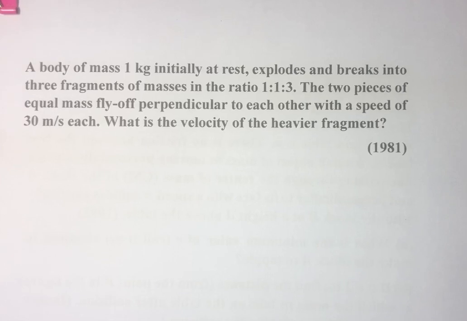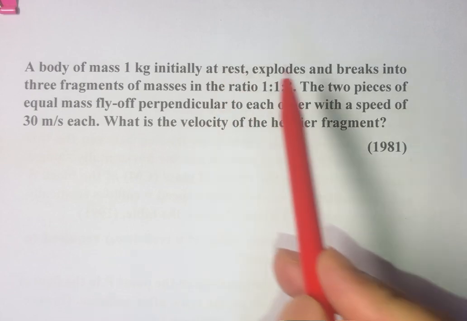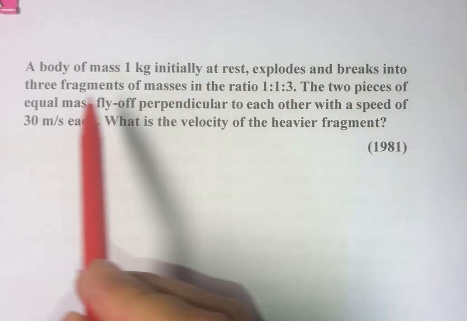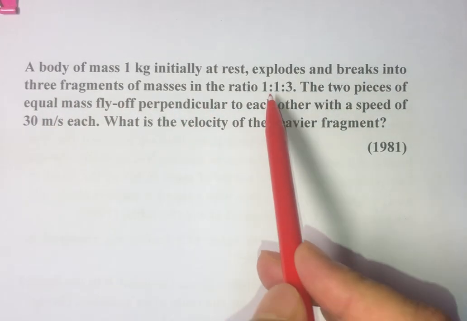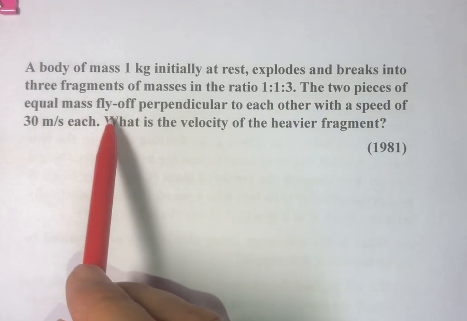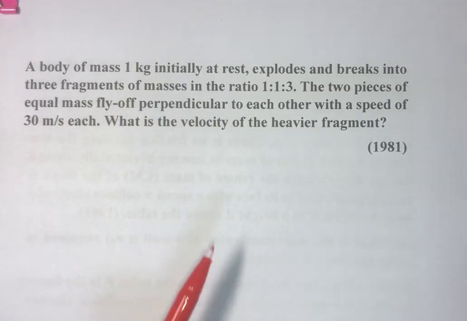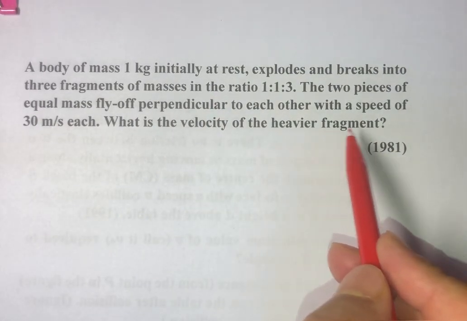Hello friends, today's question. A body of mass 1 kg initially at rest explodes and breaks into 3 fragments of masses in the ratio 1:1:3. The two pieces of equal mass fly off perpendicular to each other with a speed of 30 meters per second. What is the velocity of the heavier fragment?